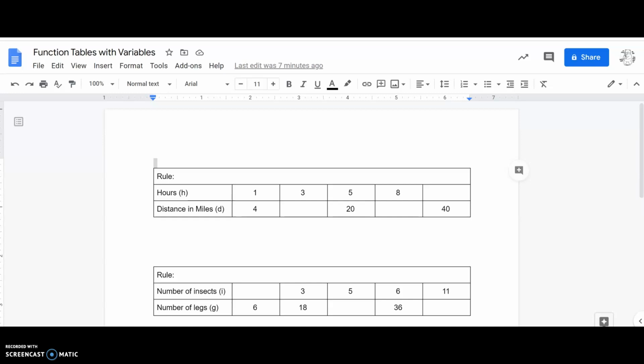Hey guys, we're going to continue this practice using function tables, but instead of writing our words this time, we're going to use input and output and replace those with variables. Because we are becoming fifth grade mathematicians and variables represent numbers or missing information for us. So in this case, we have a rule box where we have hours and distance in miles.